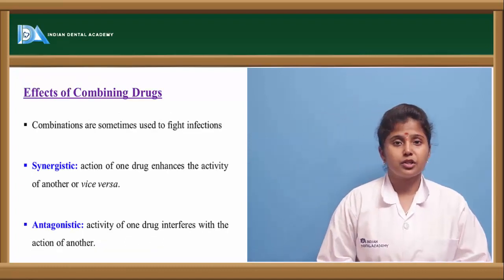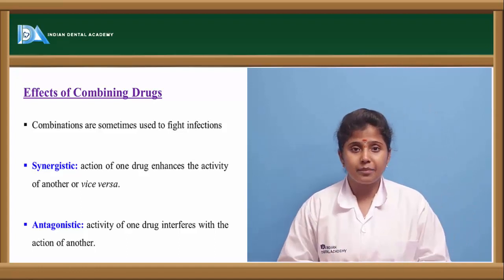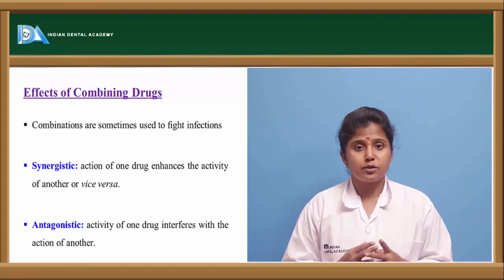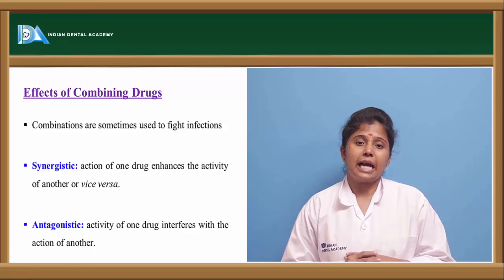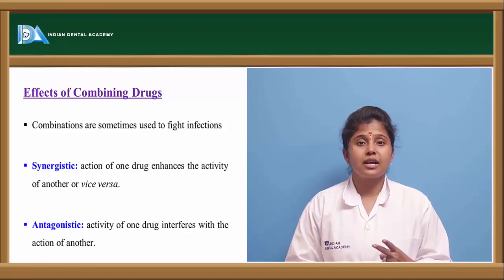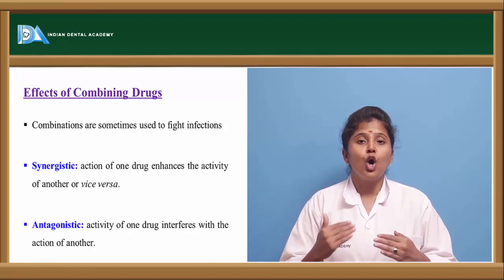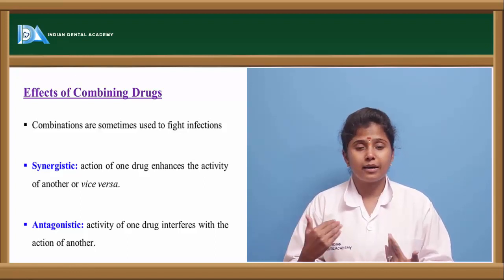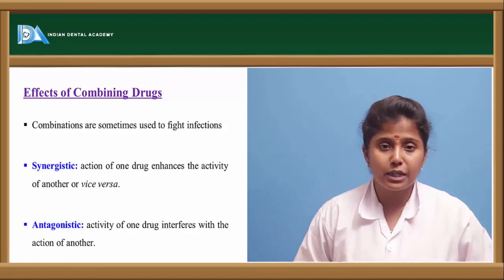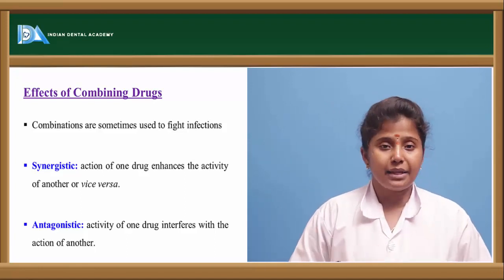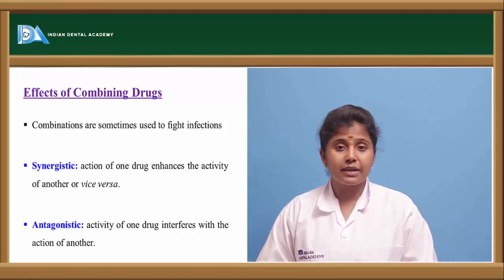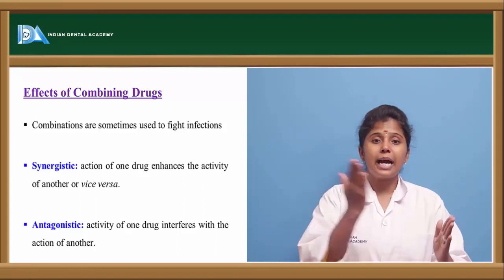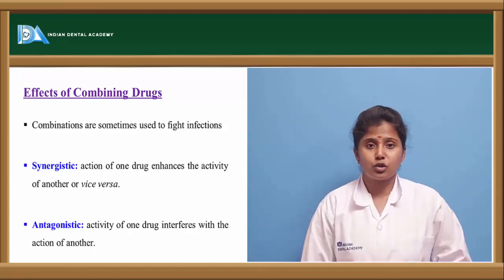Effects of combination. If we are combining two antibiotics, then it shows two types of effects: synergistic effect and antagonistic effect. Synergistic effect means that on combination of these two drugs they show more antibiotic effect. And the antagonistic effect is nothing but one drug will antagonize or oppose the action of the other drug.